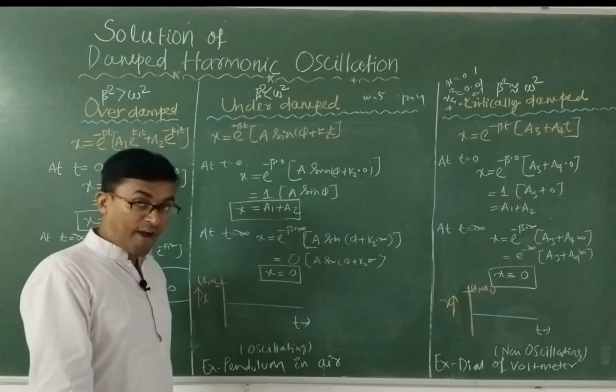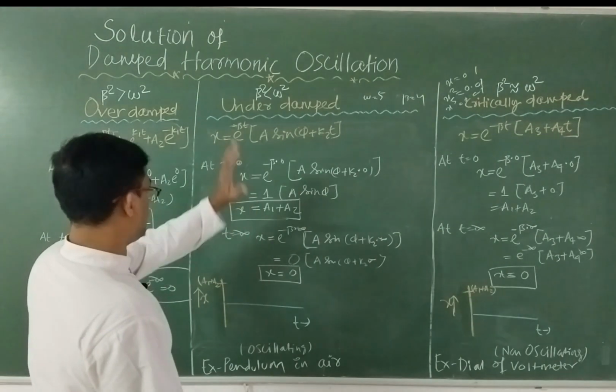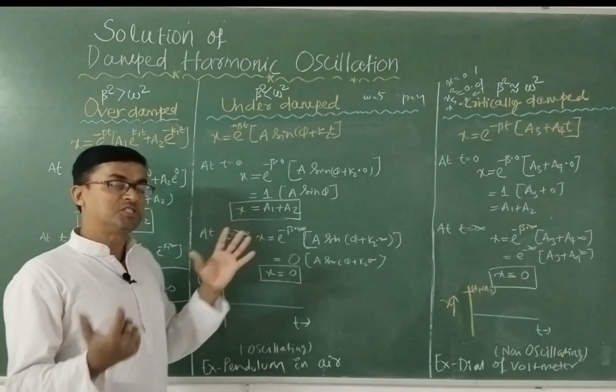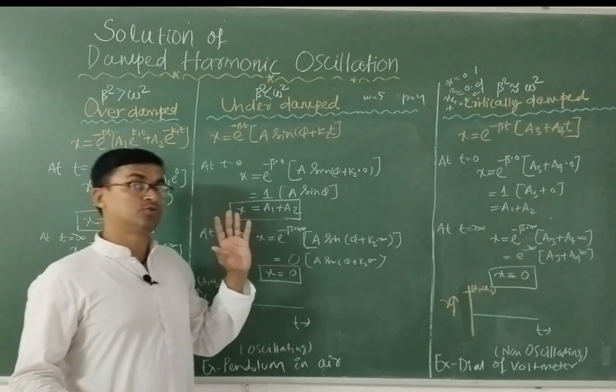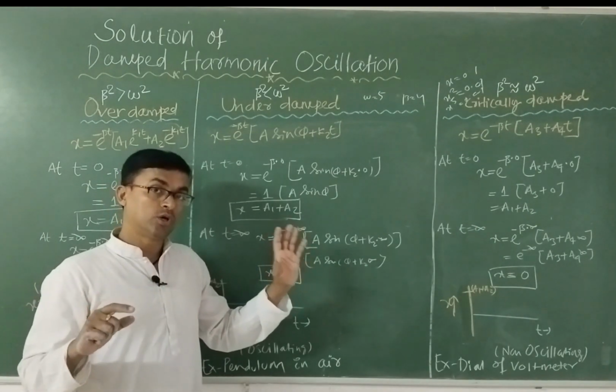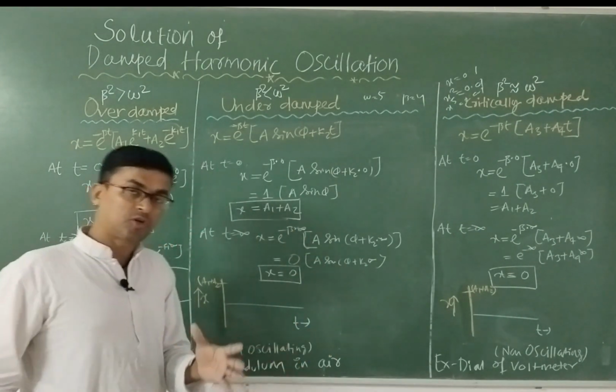Students, now we are in the final stage of the solution. Now we will analyze how the displacement varies with time. As we know, the displacement is reduced to 0 as it is damped oscillation, but how is it becoming 0?